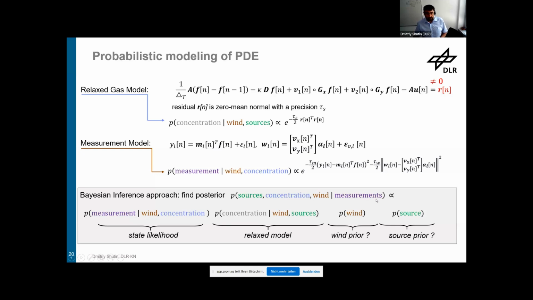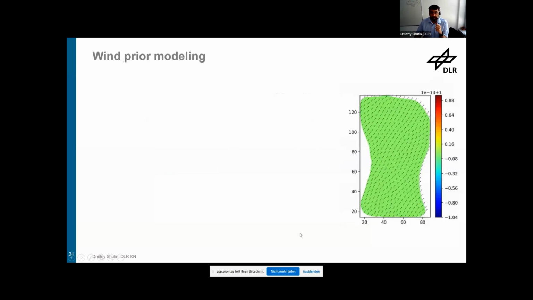And if we write down this posterior distribution, we see that it will actually contain a state likelihood, which tells how our wind and concentration impact our measurement. So that's our measurement model. We'll have our partial differential equation model now in a probabilistic context, which tells how the concentration probabilistically depends on the wind and the sources. And finally, we need to specify a little bit of a prior about the wind and the sources. So let us look a little bit deeper into that.